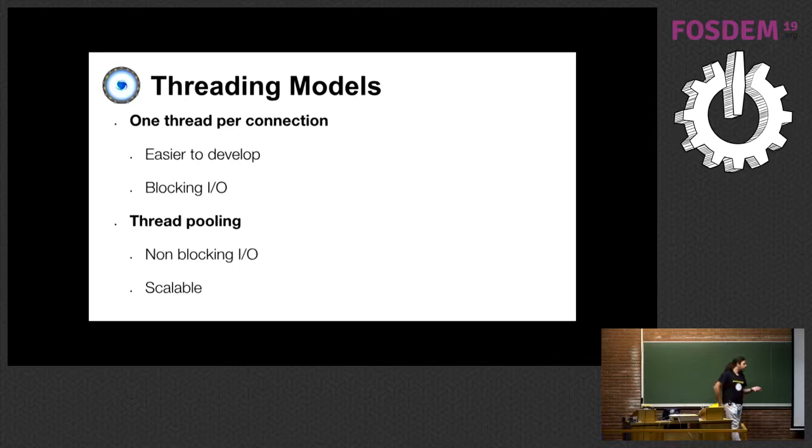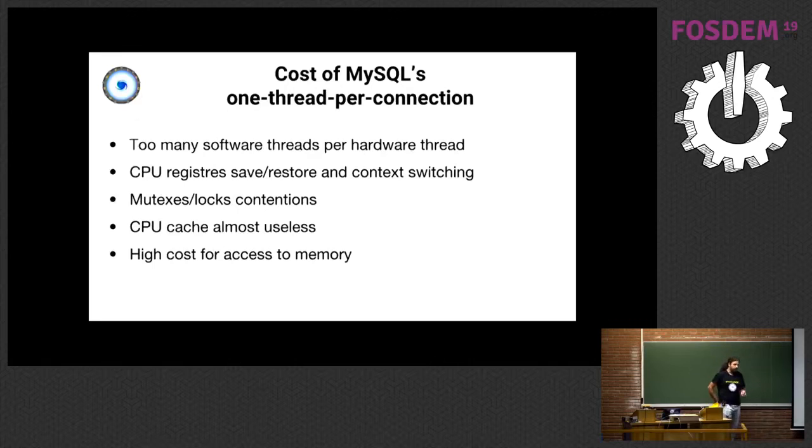On the other hand, if you are using a thread pool, it is way more difficult to implement because you have one single thread that has to manage multiple connections, but at the same time it's way more scalable because you don't have so many threads. So MySQL, by default, has one thread per connection, and of course this has some cost.